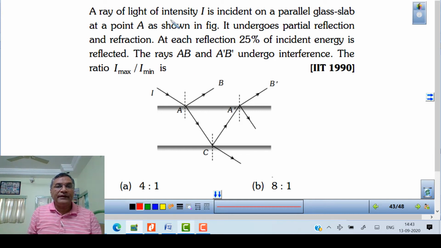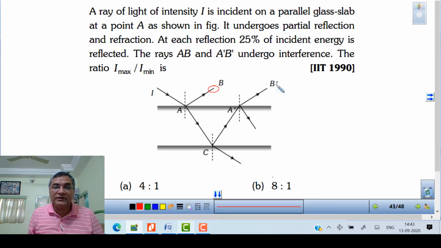A ray of light of intensity I is incident on a parallel glass plate. Here the light comes, reflects, then somewhere is refracted, again reflected and refracted. At each reflection, 25% of incident energy is reflected, meaning 75% is refracted. The rays AB and A prime B prime undergo interference, find the ratio of that.